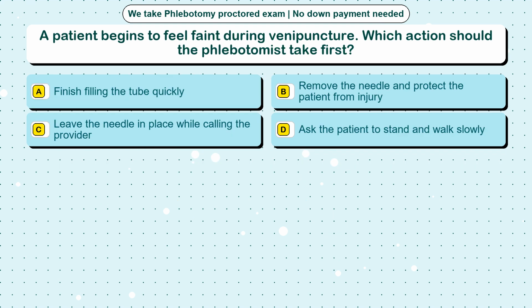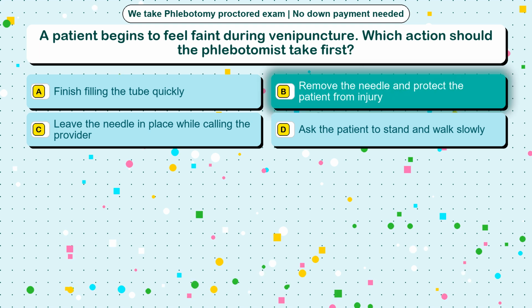Question 28. A patient begins to feel faint during venipuncture. Which action should the phlebotomist take first? Option A, finish filling the tube quickly. Option B, remove the needle and protect the patient from injury. Option C, leave the needle in place while calling the provider. Option D, ask the patient to stand and walk slowly.